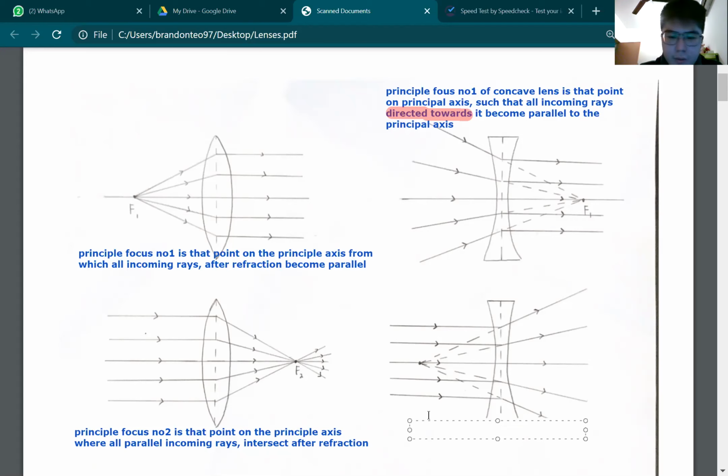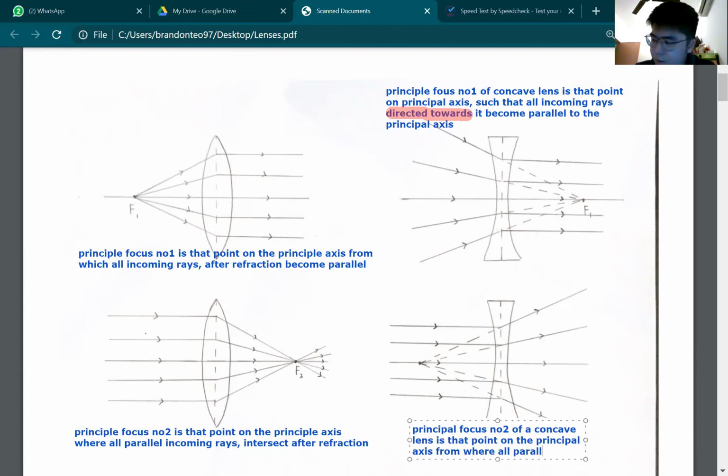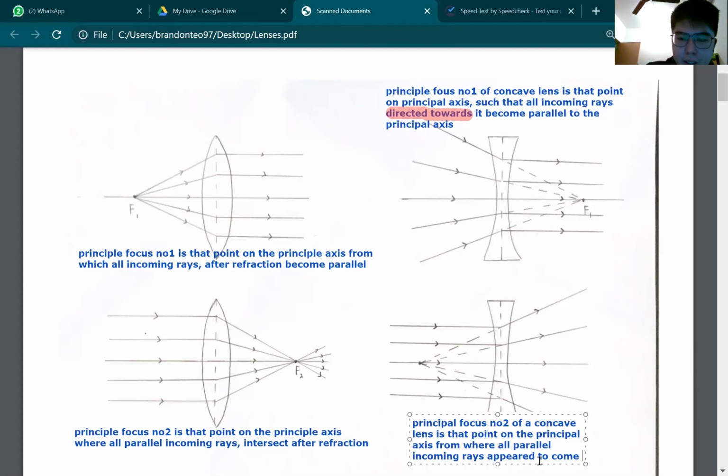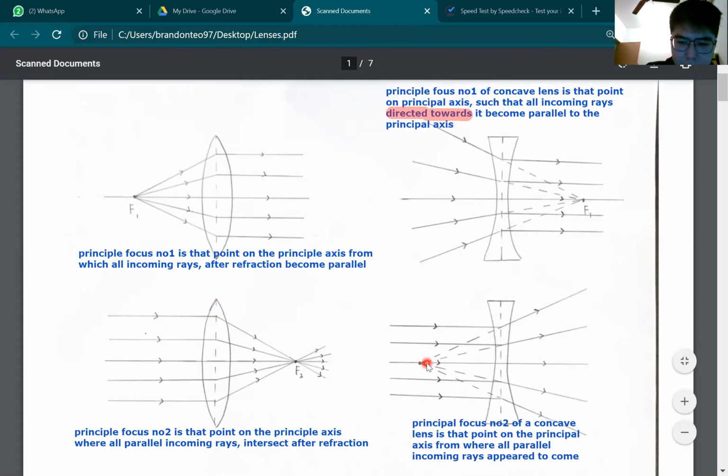Okay, so how do we call this point? We can write principal focus number two of a concave lens is that point on the principal axis from where all parallel incoming rays appear to come. All right, so principal focus number two, concave lens, is that from where all parallel incoming rays appear to come. So after refraction, it appears to come from this point. That is what it means. Okay, all these spreading out rays, like, appear that they come from this same point before the refraction.